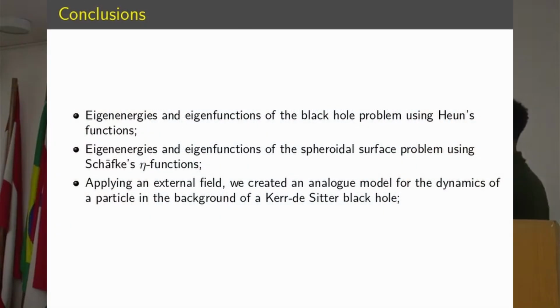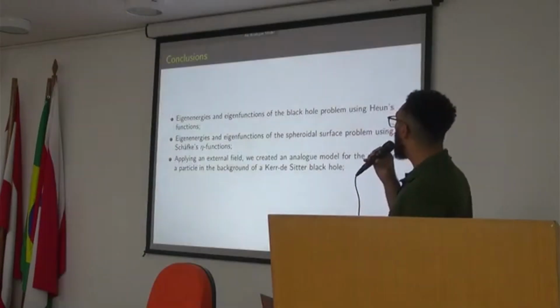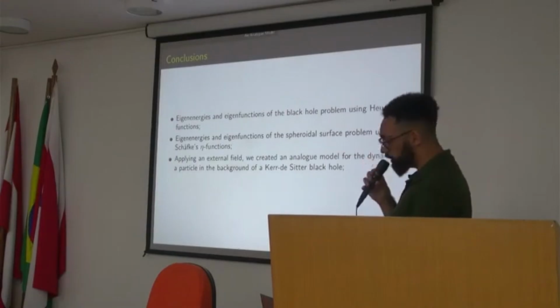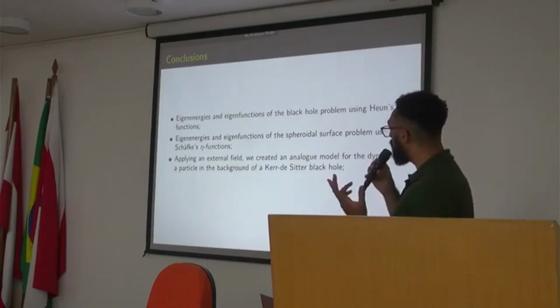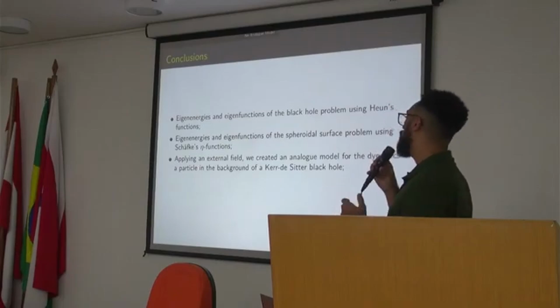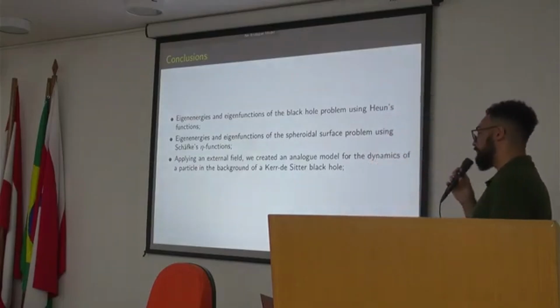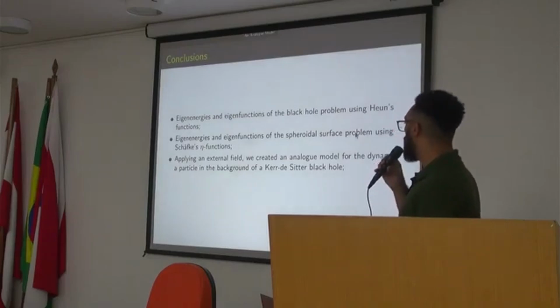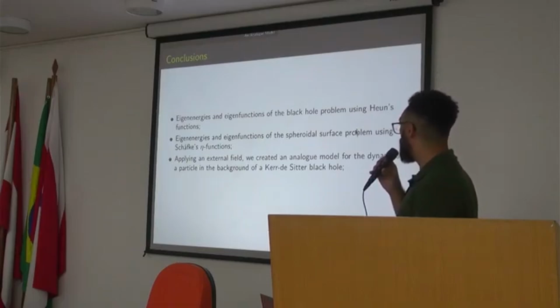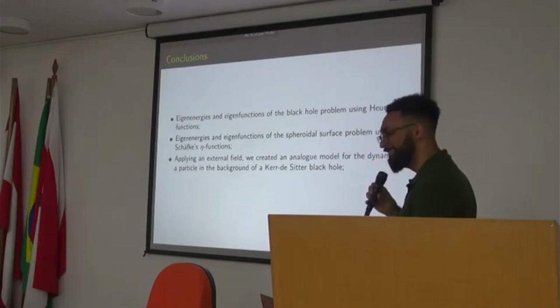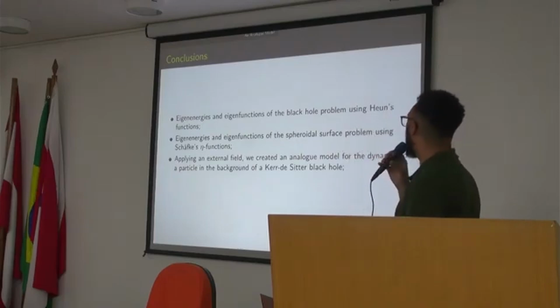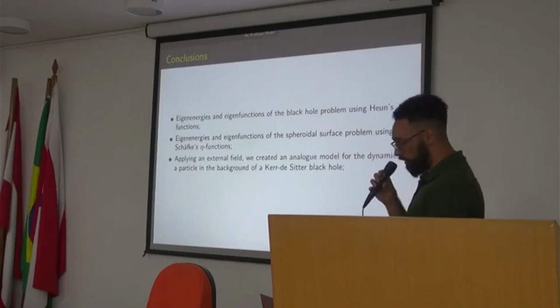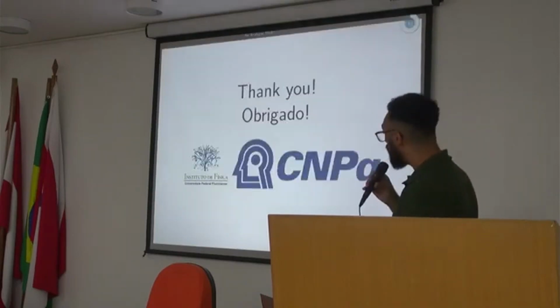So for my final remarks, we found the eigenenergies and eigenfunctions of the black hole problem using Heun's functions. We found the eigenenergies and eigenfunctions of the spheroidal problem using Schottky's eta functions. And once we applied an external field, we did create an analog model for the particle in the background of a KRDC black hole. So thank you.